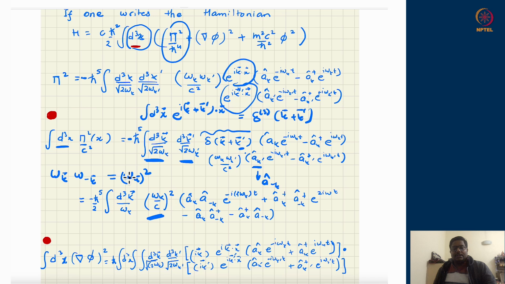Okay. So overall, I would have a minus h5 upon 2. 2 will come from root 2 here, and root omega k prime, with the identification that omega minus k is equal to omega k, which will give me just omega k downstairs. Upstairs I should have omega k square upon c square, which is over here, and then all the operators where k is identified to be minus k, dagger is identified to be minus k. So that is what I have written. You should work it out again to see exactly how the line over here should come about.